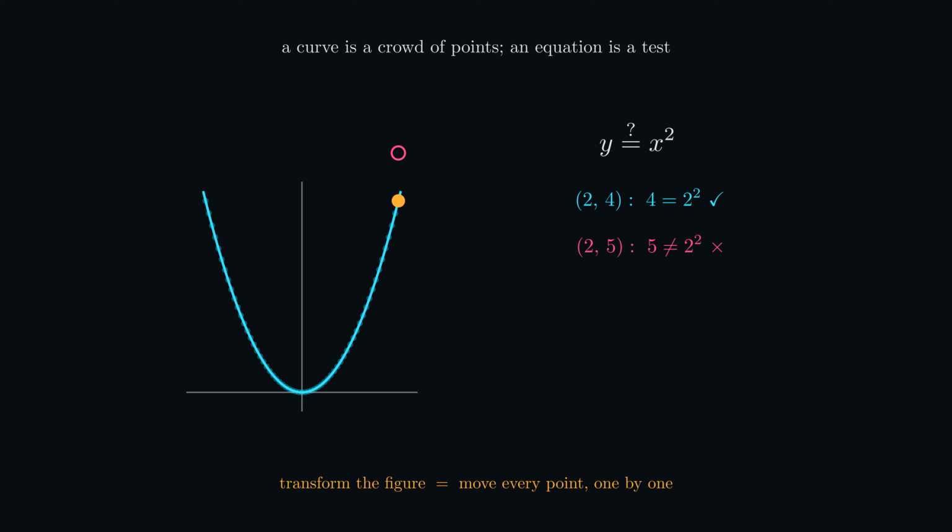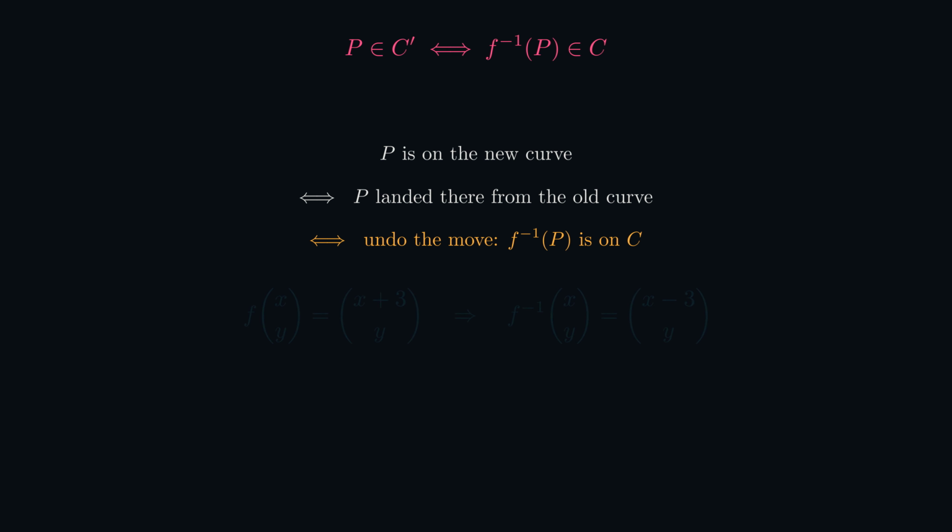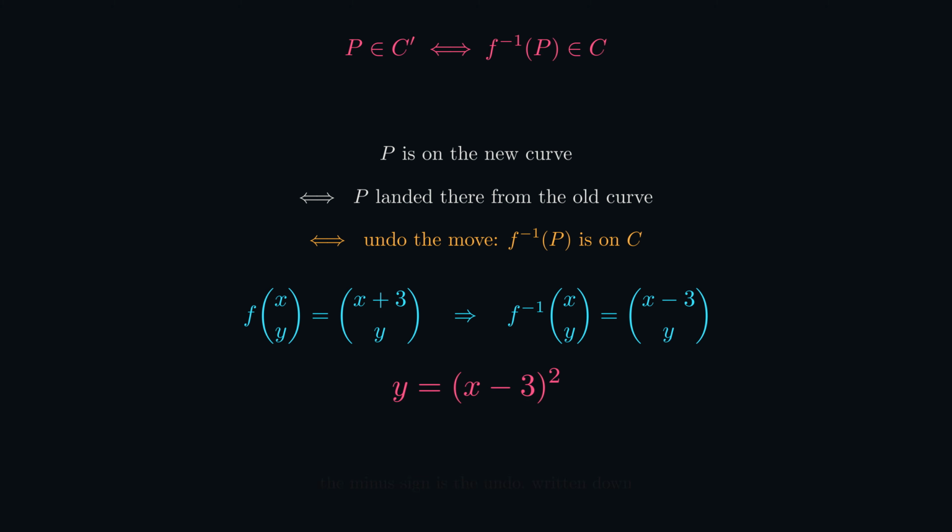So when we transform a figure, we move each of its points, one by one, and the transformed figure is the crowd of landing positions. To describe it, we need a new test. Ask it directly. When does a point P belong to the new, transformed curve? Exactly when P is the landing position of some point of the old curve. Run the film backwards, undo the transformation, and P must land on the old curve. So the new test is, pull P back, then ask the old test.